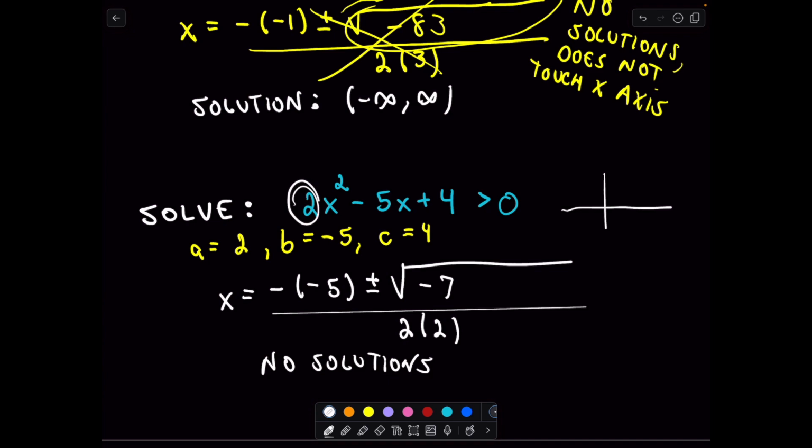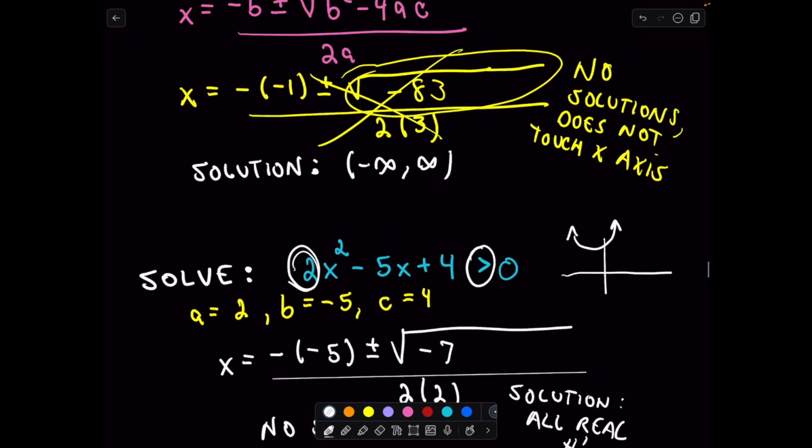And again, since the leading coefficient on this is positive, we know that it has to open upwards. And again, it looks like to me, in this case, it says, where's the graph above the x-axis? Well, everywhere. So it says the solution, just like our last example, would be all real numbers. All right.